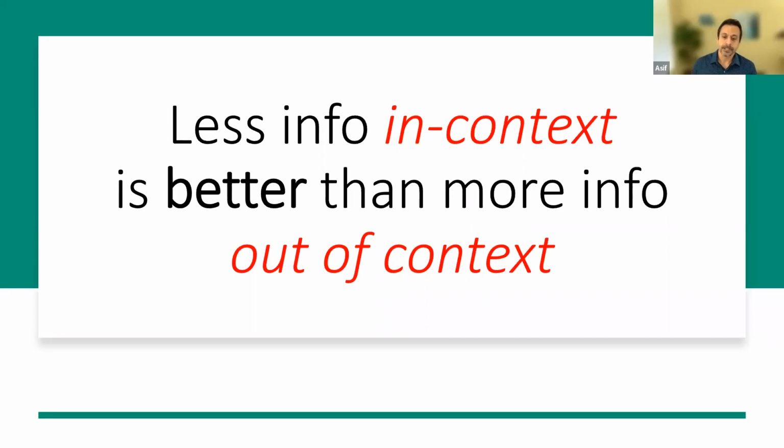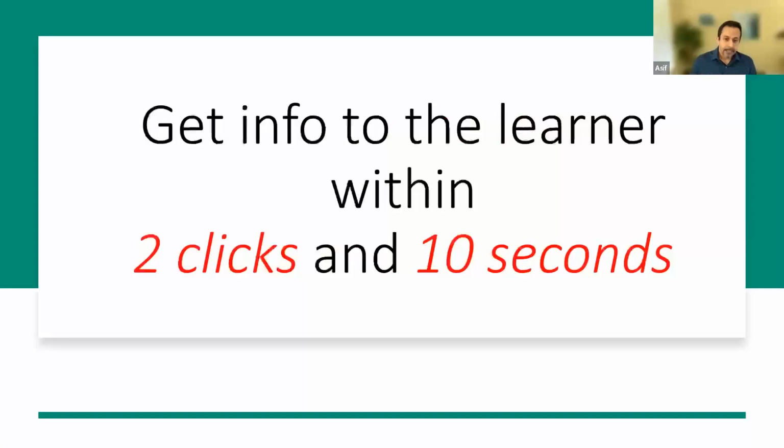And there's a specific formula also for how fast we should aspire to get this information to the learners, to the people who are looking for the answer. And here's the formula for that. If we're able to get information to the learner within 2 clicks and 10 seconds, you have a learner, a person who is on your side. And that's been proven out there, that if you're able to do that within 2 clicks, within 10 seconds, things stick a lot better than if it takes longer or if it takes more clicks.